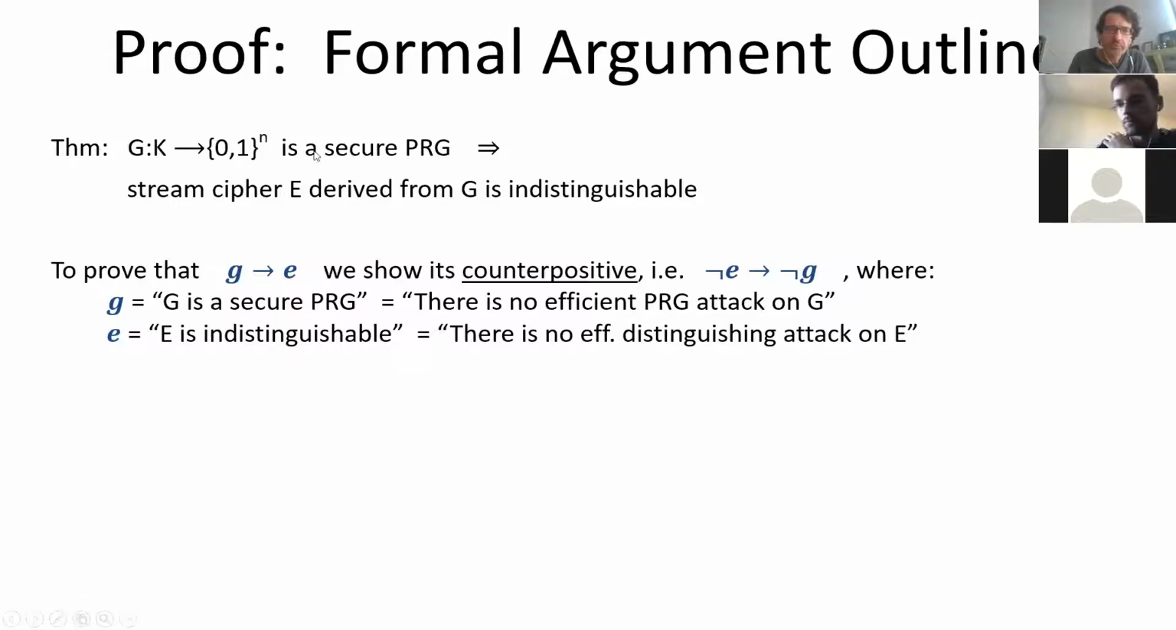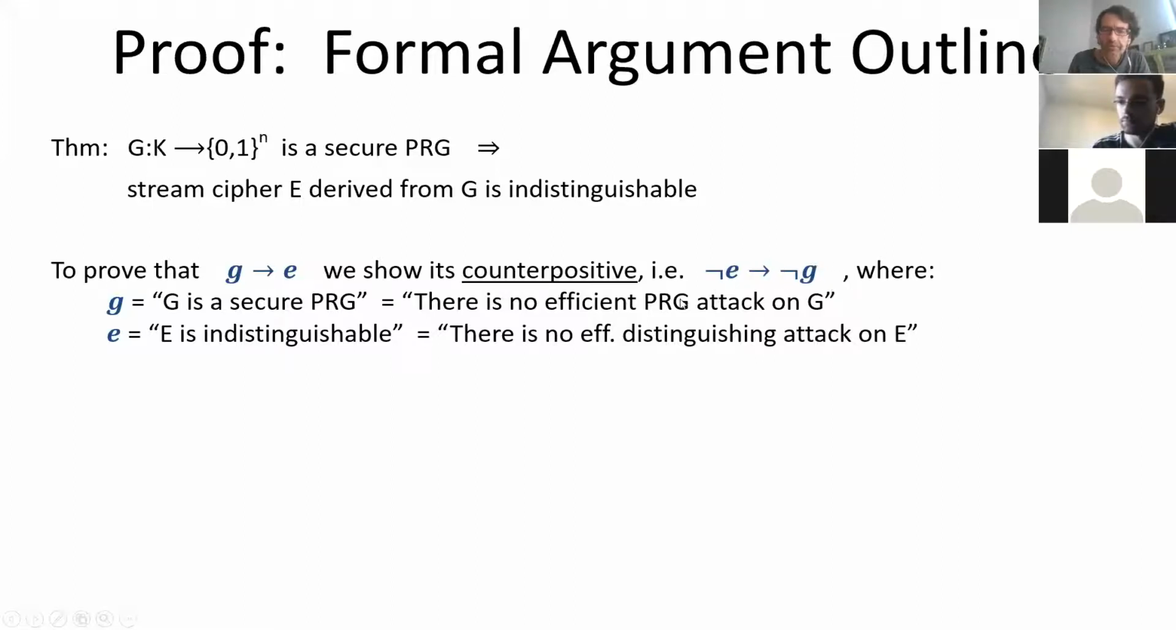Here it is more formally. Formally, we are arguing that if G is a secure PRG, then a stream cipher using this G is indistinguishable encryption. We will prove this by contrapositive. What we are trying to show is of the form G implies E: security of a PRG implies security of an encryption. But it is more convenient to think of the contrapositive, which says if encryption is not secure, then the PRG must not be secure.